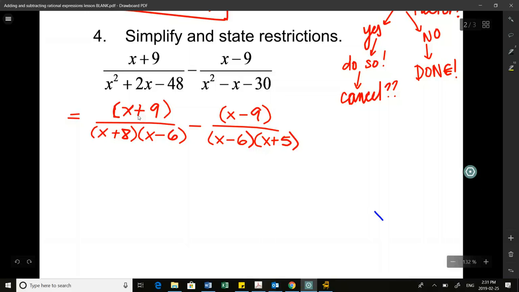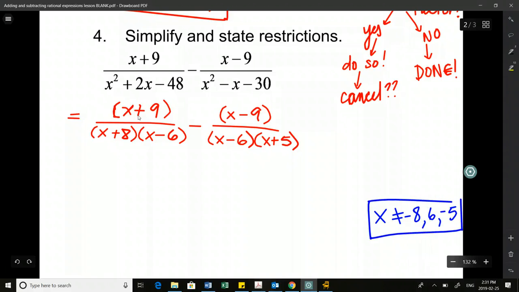So off to the side here, I'm just going to restrict quickly. I can't have negative 8, positive 6, and negative 5. Okay, once you've done that at that step, there's going to be no more restrictions introduced to your question. So you're done with the restrictions.